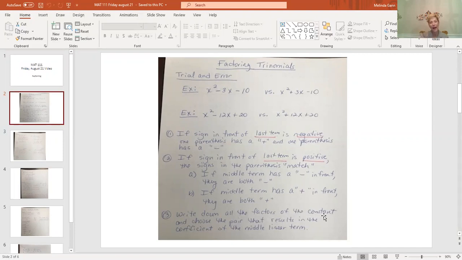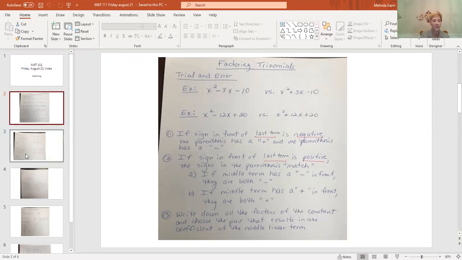And then I'll look at the pair that gets me the middle term that I'm looking for. Now pause it and take notes right here. And then when you unpause it, kind of have these notes sitting beside you. So when we work the examples, you can kind of follow from example to notes, okay?